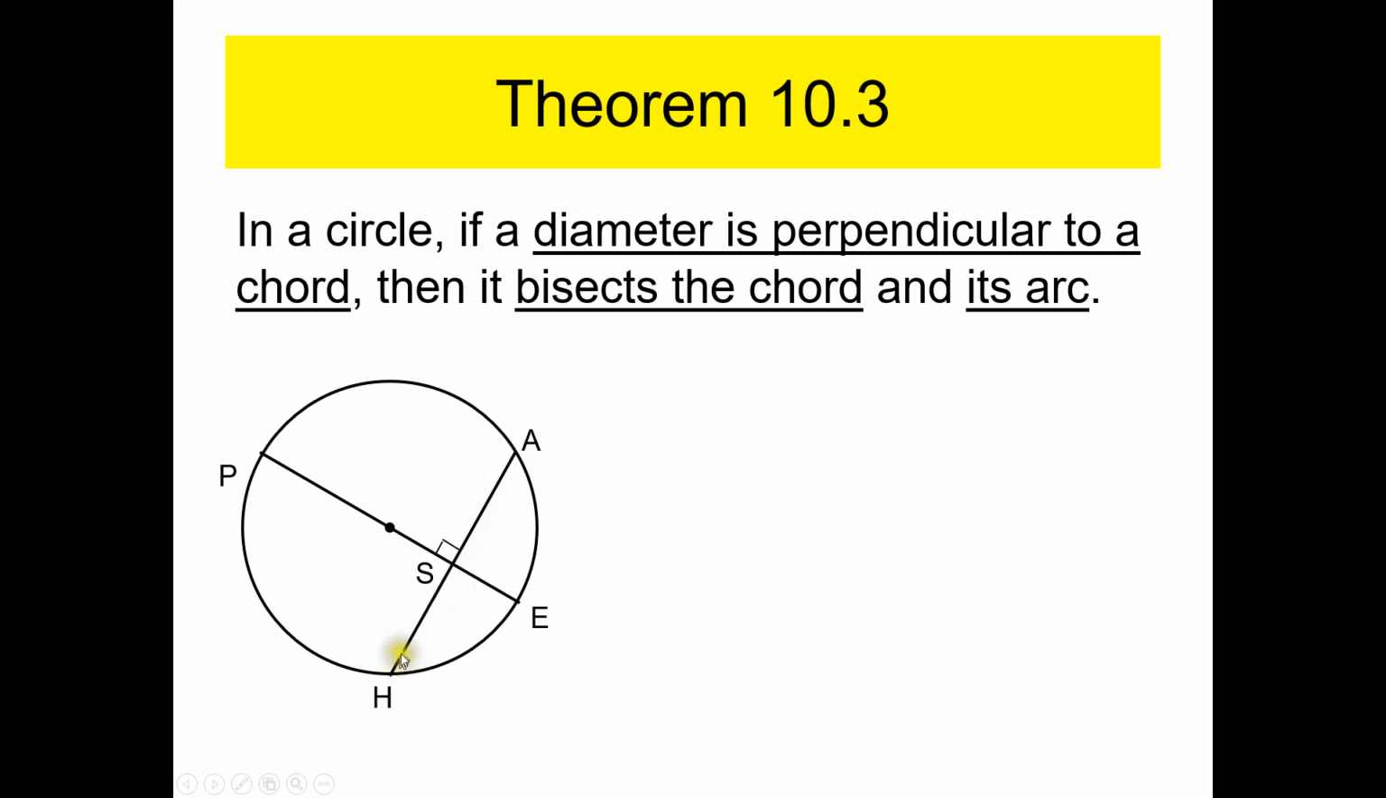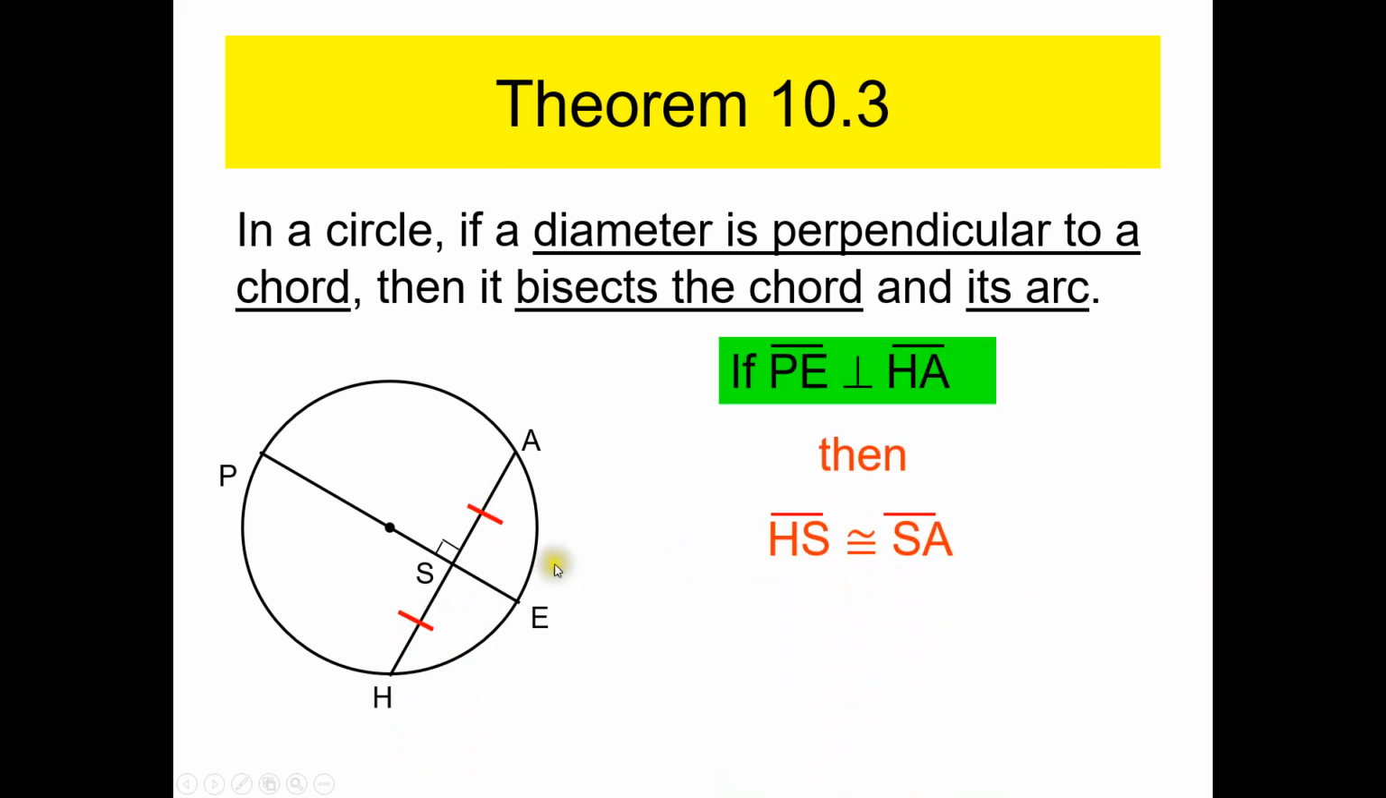Okay, so HA is a chord that gets cut in half because the diameter is perpendicular to it. If it is, then this part right here and this part right here are congruent. Okay, so those two are equal, right? If a diameter and a chord are perpendicular, then these two parts are congruent. As a matter of fact, this arc is congruent to this arc as well.